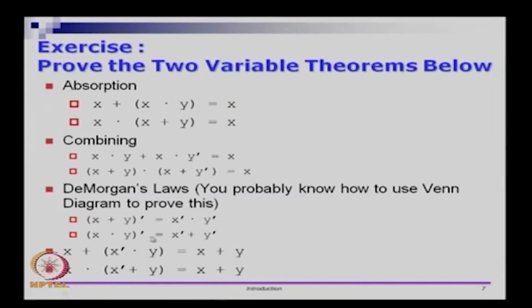De Morgan's law, of course, you can prove it with Venn diagrams also, but typically we avoid proving with diagrams when we do Boolean algebra, because doing it with a few variables is okay. If it goes beyond a few variables, it gets very complicated to do Venn diagrams. But I give this as an exercise to you, go and do this.